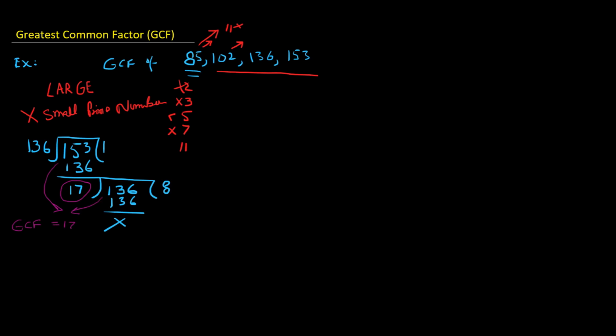So now we check this with the third number, which is 102. If 17 is divisible by 102, then this will be the greatest common factor between these three. And then we will check with 85. And if 17 is divisible by 85, then it will be the greatest common factor among all of these four numbers. So what we do next is, we divide 102 by 17, and it goes 6 times.